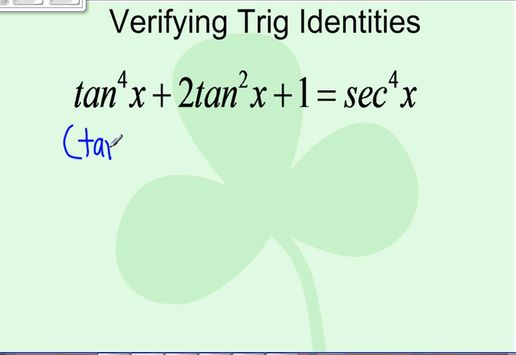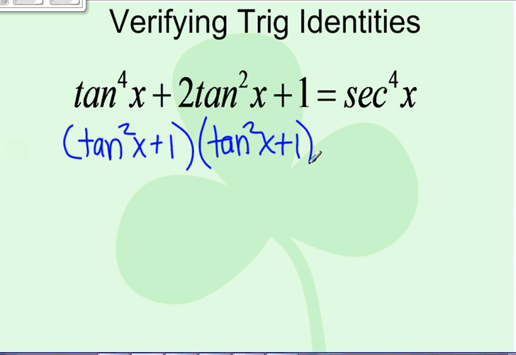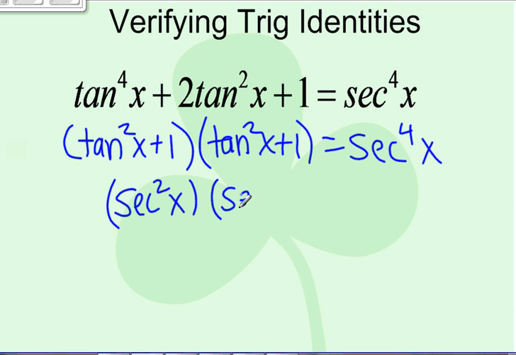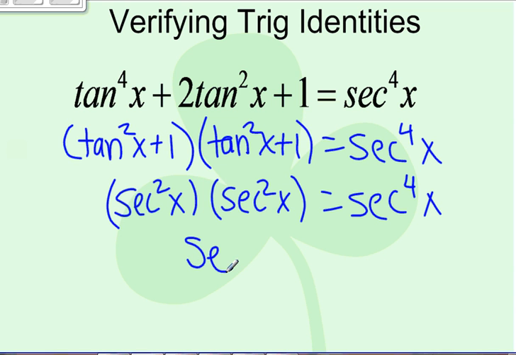So that's going to be tan squared x plus 1 times tan squared x plus 1 equals secant to the fourth x. And now I have 2 of my Pythagorean identities there, or my factors. So tan squared x plus 1 becomes secant squared x using my Pythagorean identities. So I have a secant squared x and another secant squared x equals secant to the fourth x. And secant squared times secant squared is indeed secant to the fourth x.